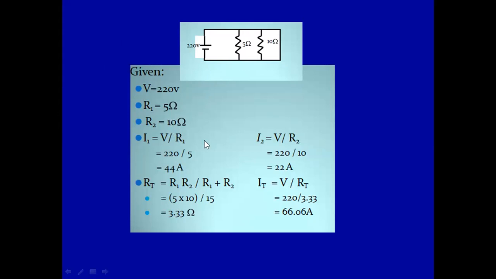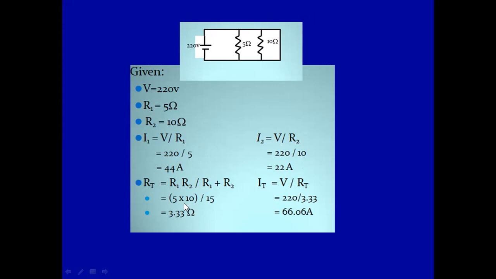If we're going to solve now for the individual current, I1 would be equal to total voltage all over R1. So 220 all over 5 gives us 44 amperes. For your second current, we have 220 all over the value here as 10 ohms gives us 22 amperes.